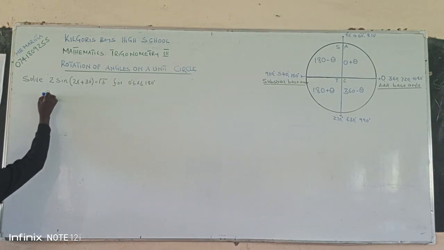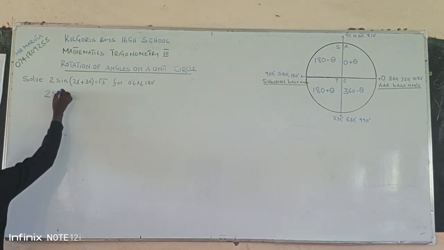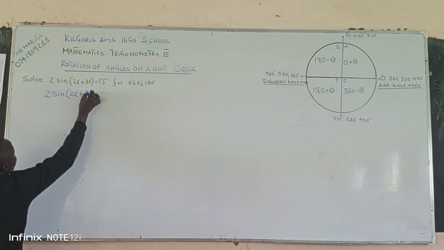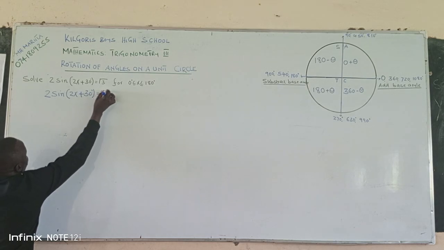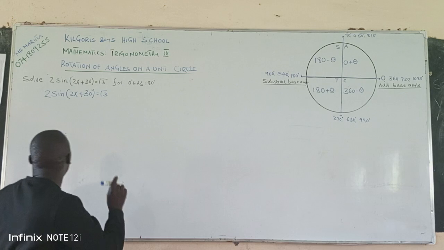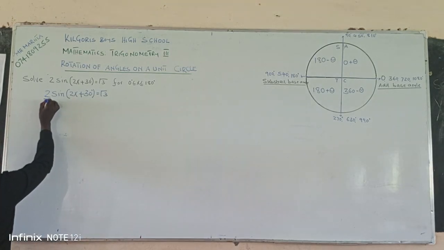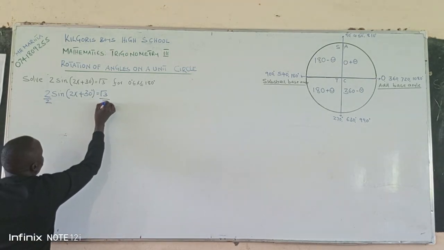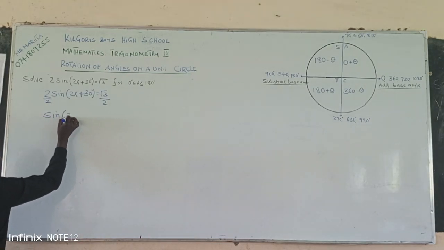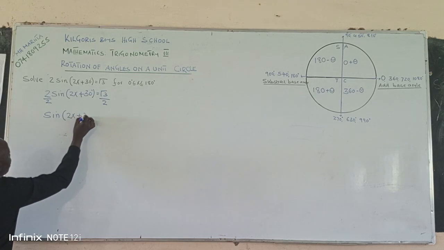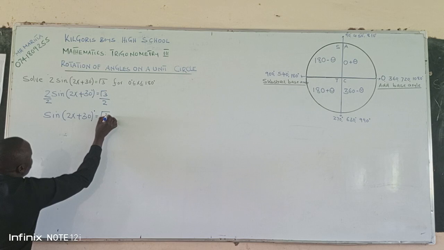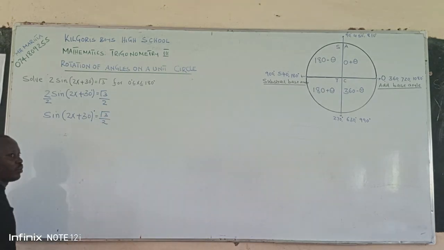So we have 2 sine (2x plus 30 degrees) is equal to root 3. So you divide here by 2, and this side you divide by 2, such that you have sine (2x plus 30 degrees) equivalent to root 3 all over 2 at that point.